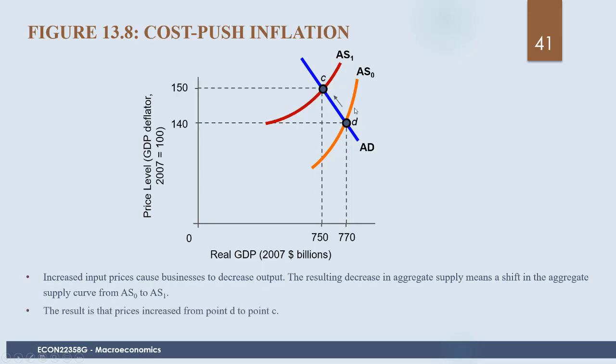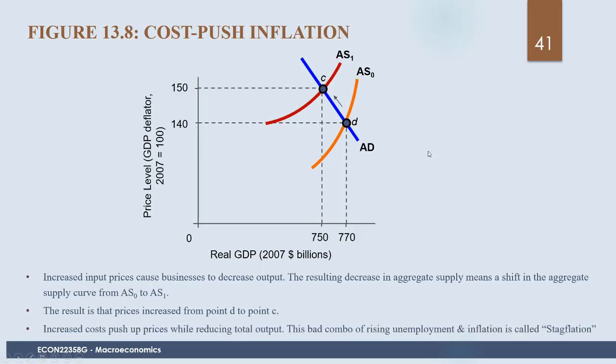When the aggregate supply curve shifts to the left, we can see that prices go up, and then we also have a reduction in our real GDP. So we could be put into a recession just because input prices change. And when that happens, it's a bad combination where we have unemployment and inflation, and that's called stagflation.